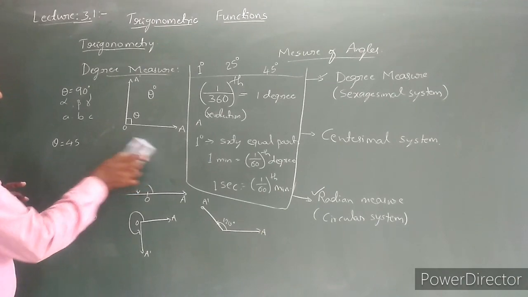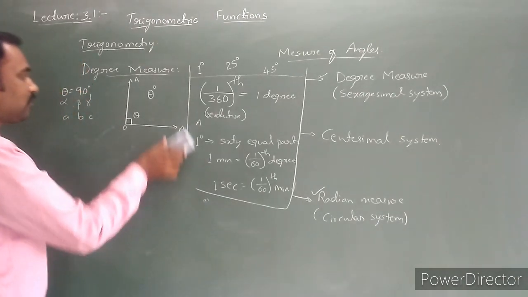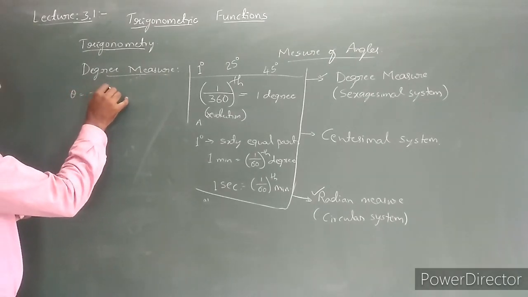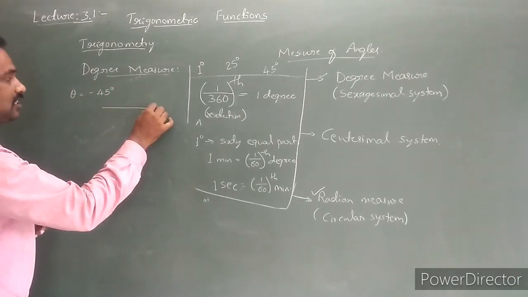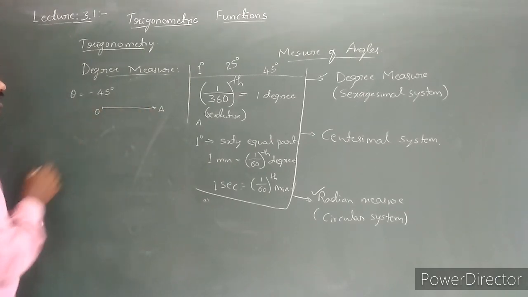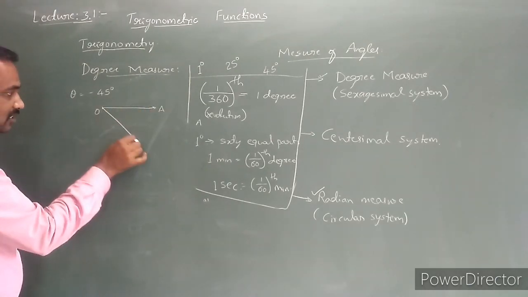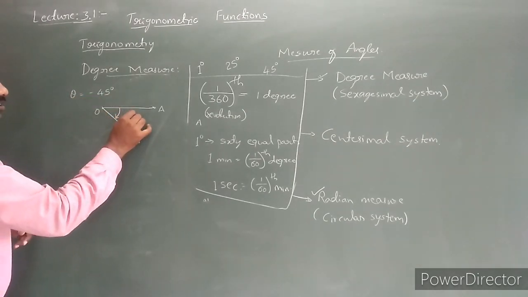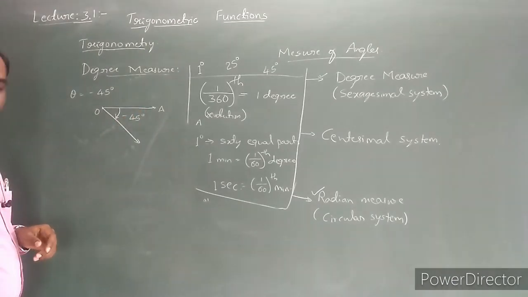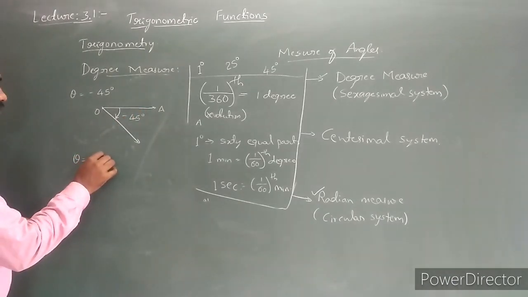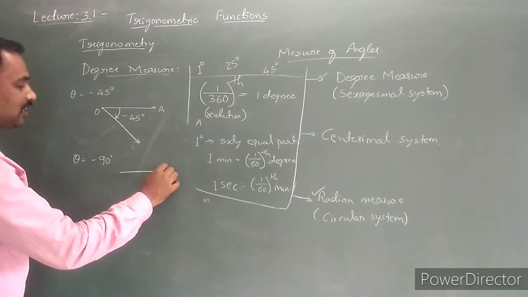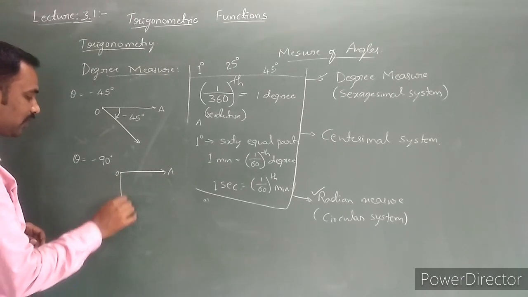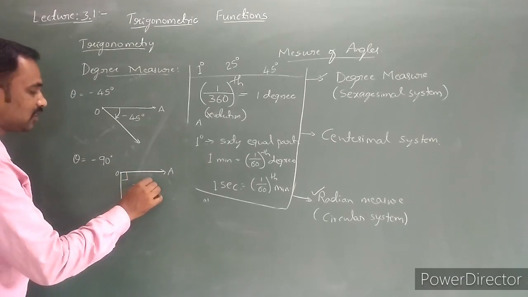Now, suppose I want to get negative angles. How do we get negative angles pictorially? Suppose I want theta equal to minus 45 degrees. This is the initial ray OA. This is the terminal side. The angle is measured in a clockwise direction. This is minus 45 degrees. Suppose you want theta equal to minus 90 degrees, then how to get it? This is the initial ray OA and the terminal ray OB dash. This is minus 90 degrees.